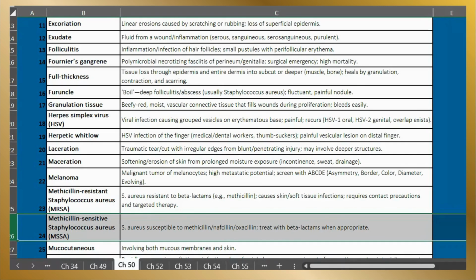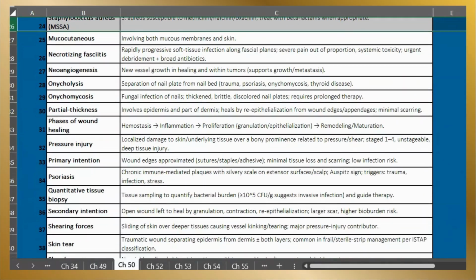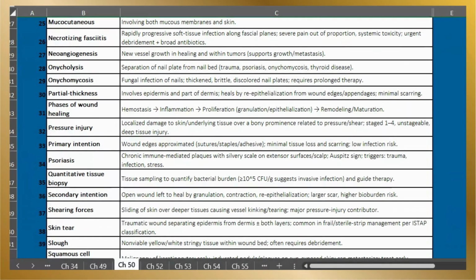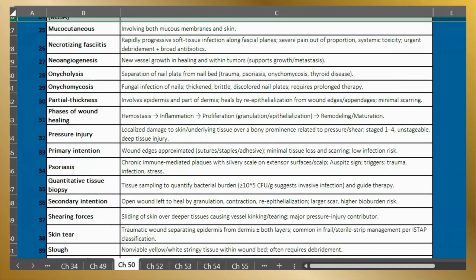So now I'm going to scroll a little bit more down. We're getting there.